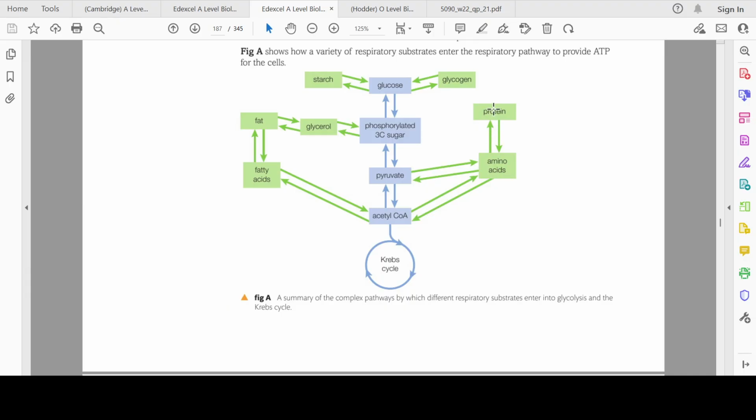Amino acids are obtained from proteins, and they can be broken down and converted to acetyl coenzyme A or pyruvate. And then they can enter the Krebs cycle. And obviously, between each of these arrows are multiple steps of the amino acids. It doesn't mention here the deamination and conversion to carbohydrate, and then pyruvate, and then entering as acetyl coenzyme A. But this is a nice chart that summarizes the pathways of different respiratory substrates.